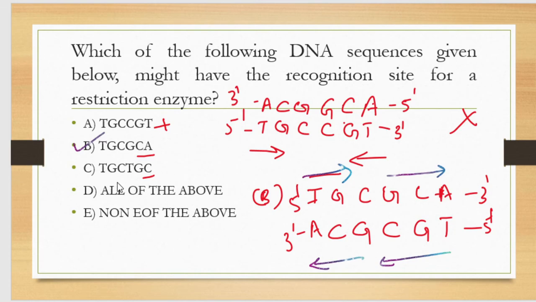When you solve it for TGC and TGC, you will see that it is not following the palindromic sequence pattern, and hence this is also not the correct answer. So over here your answer is B. I hope this is clear to you guys. If not, watch it again.